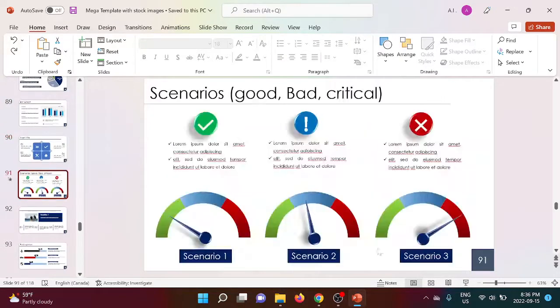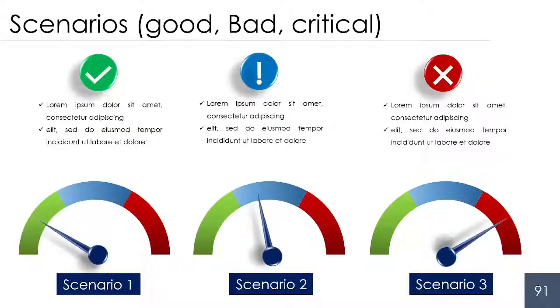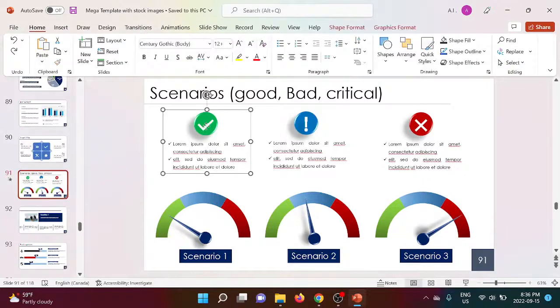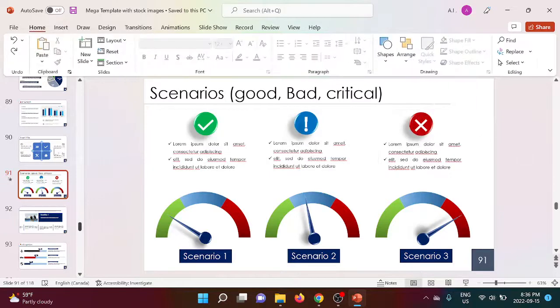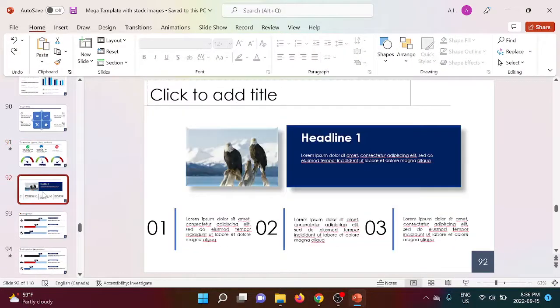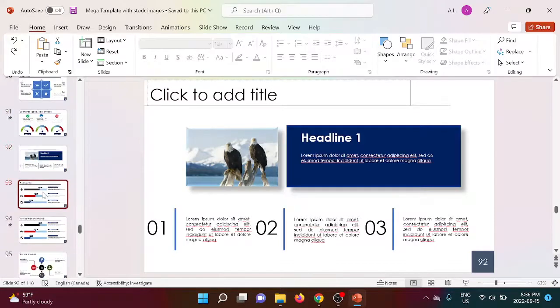Another simple slide. This should indicate a good, bad, and critical. I've done a bit of animation here. Green indicates good scenario. This is like meh, it's okay, add what you want. And then this is critical. Obviously, these are icons, so feel free to change them the way you want. Okay, so another fairly self-explanatory slide.